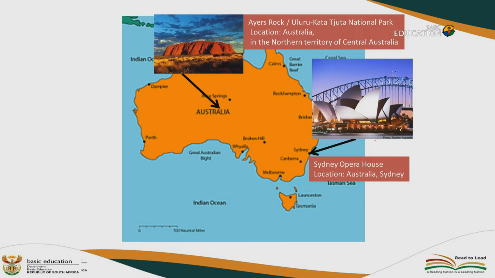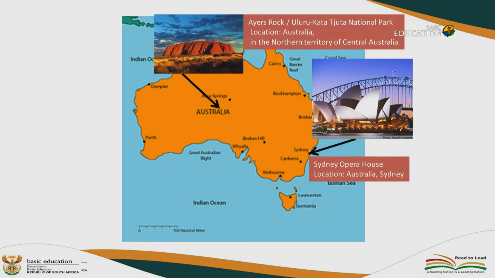We've got Australia. We've got this icon. We call it the Ayers Rock. And then another name for that Ayers Rock, we've got the Uluru-Kata Tjuta National Park. National park. What does it tell you? And then where is it located? It's located in Australia. Just check in your map where Australia is.